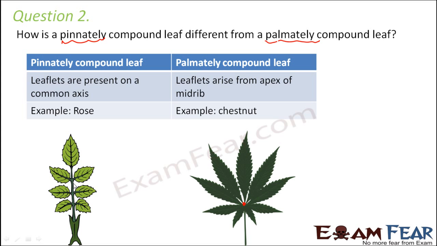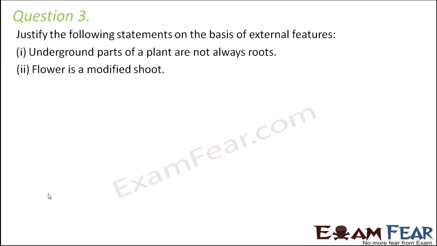Whereas in pinnately compound leaf, you have leaflets on a common axis, and that axis is known as rachis. So in a pinnately compound leaf, leaflets are present on a common axis, whereas in palmately compound leaf, leaflets arise from the apex of the midrib. So this is the midrib, the apex of midrib, all the leaflets will arise. Example is chestnut, and in pinnately compound leaf, the example is rose. Let's look at question 3.